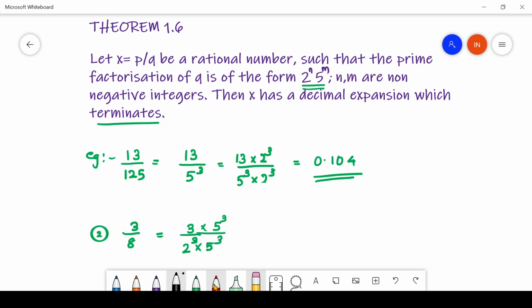According to this theorem, we have to get the denominator in the form of 2 raised to n, 5 raised to m. Then we can say that it terminates. Let's see whether it terminates or not. 3 into 5 cube by 2 cube into 5 cube. The answer will be 0.375. So it is terminating. So the rational number of the form p by q, if the denominator we can convert into the form of 2 raised to n, 5 raised to m, then we can say that the decimal expansion of that rational number is a terminating one. Is it clear? That is theorem number 1.6.